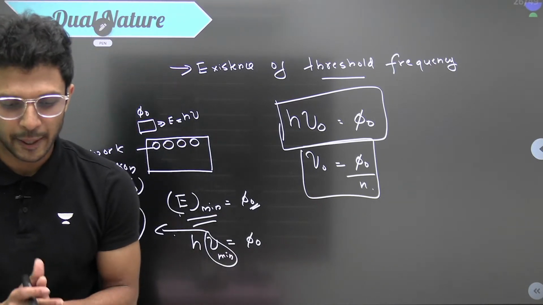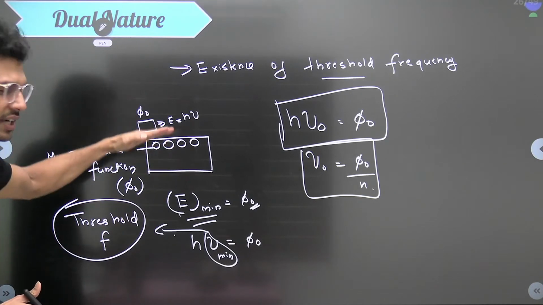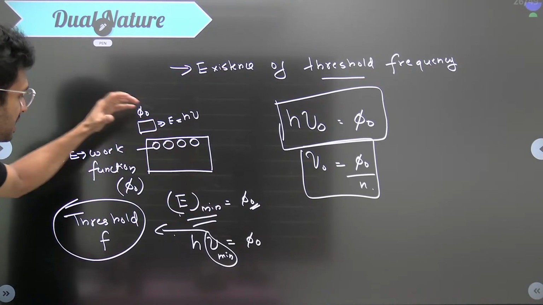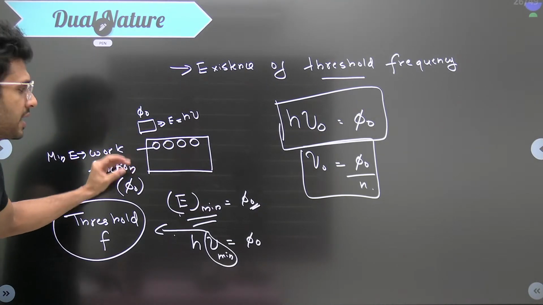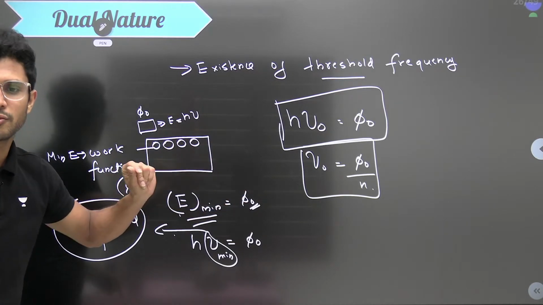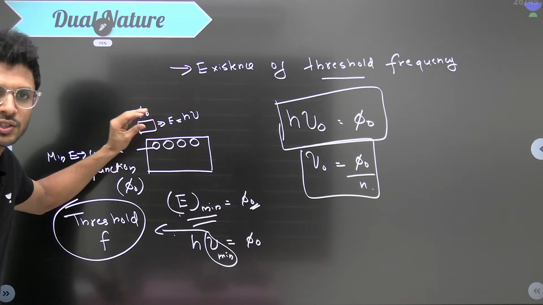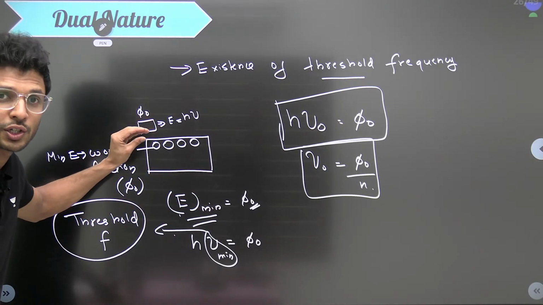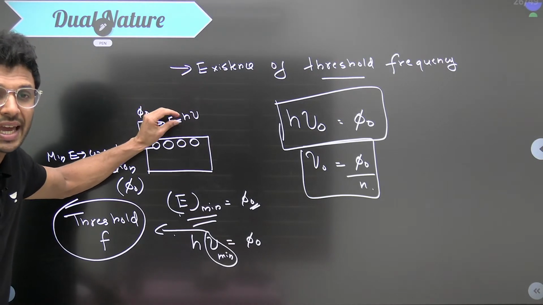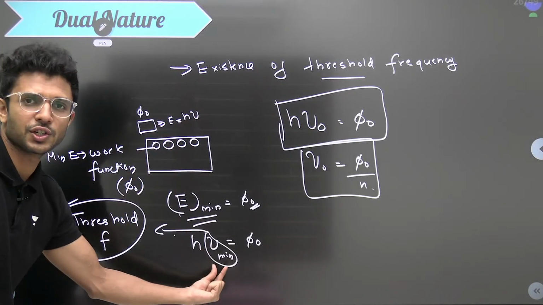Threshold frequency. ठीक है? Write it down. What all you have to write? Electrons to get emitted, work function of phi naught has to be given. मतलब minimum energy phi naught. Then what do you have to write? Minimum energy is given by photon. So the minimum energy of photon should be equal to phi naught, which is equal to h nu, because energy of photon is expressed as h nu.